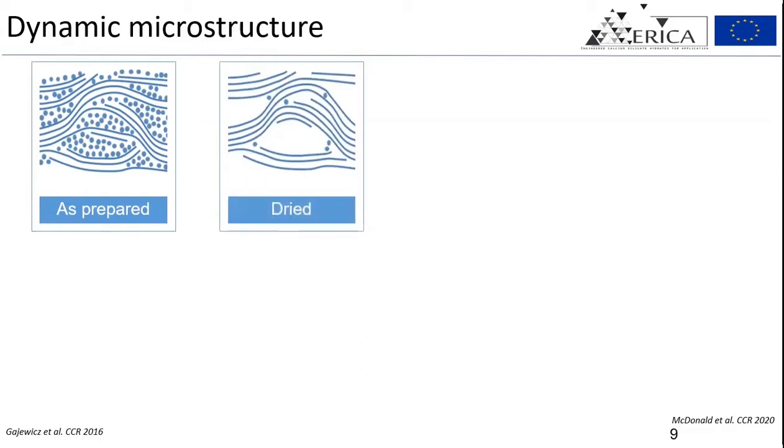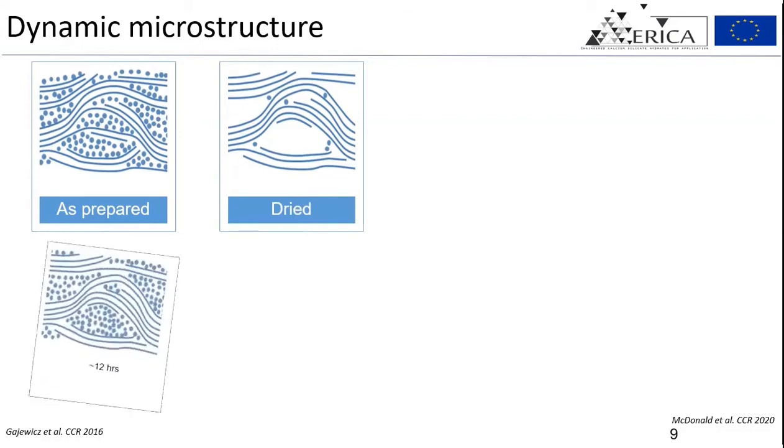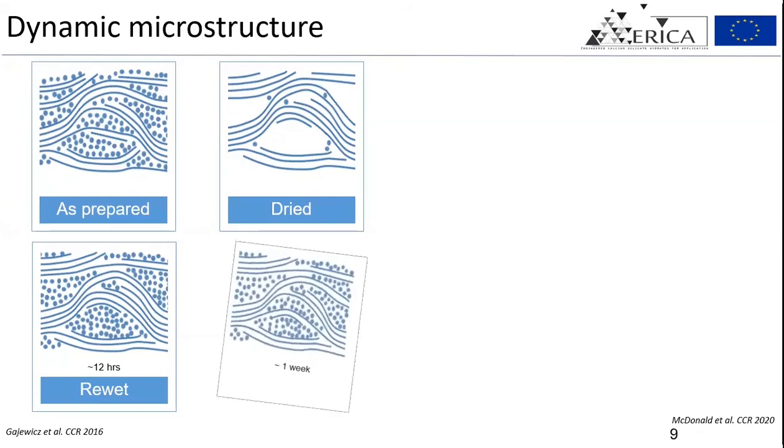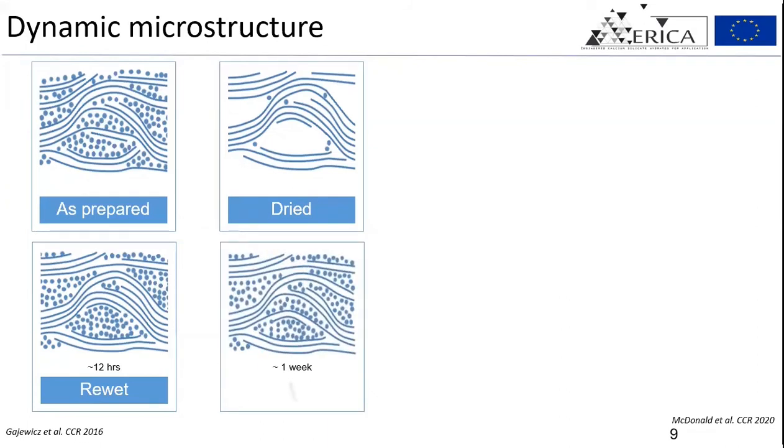formation of larger pores. Upon re-wetting, water quickly saturates the larger pores formed during drying and some smaller pores. This happens on a timescale of approximately 12 hours. By continuing to supplement water to the porous system, the water from the larger pores relaxes into smaller pores.